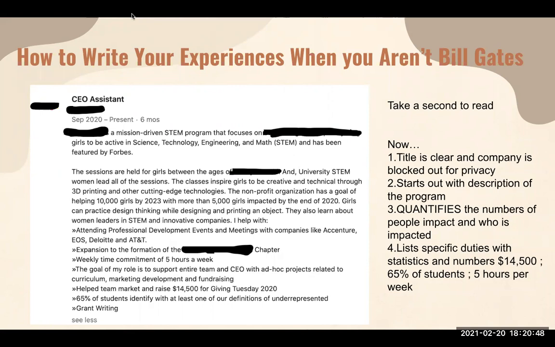Then after that, it goes ahead and quantifies the number of people that it impacts and who is impacted. So again, we see here that it has this goal of helping 10,000 girls, with 5,000 girls impacted by the end of 2020. And then it also goes ahead and lists some specific stats. So for example, you see here $14,500 for this fundraiser that they had, and 65% of students identify as underrepresented. And so those are just really good pieces of information to have. It also mentions some things like professional development meetings and what the goals of the position are. And so those are really important things to include as well.